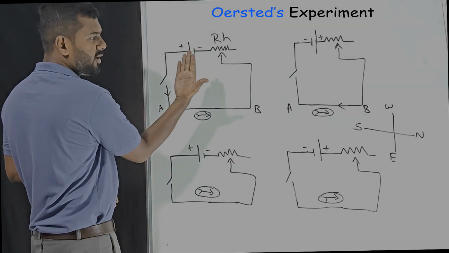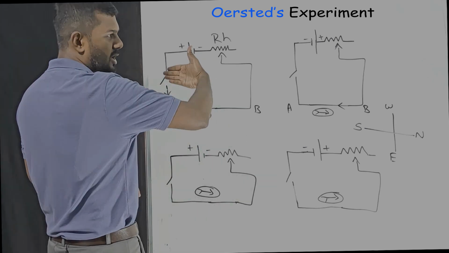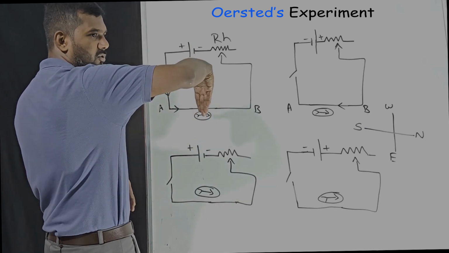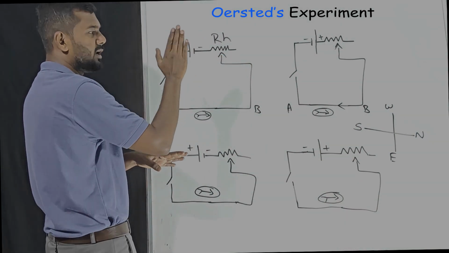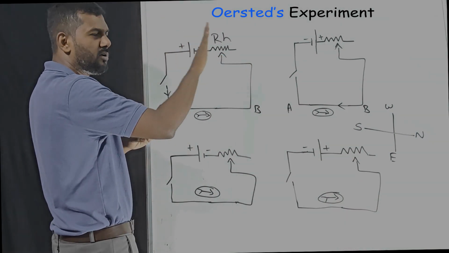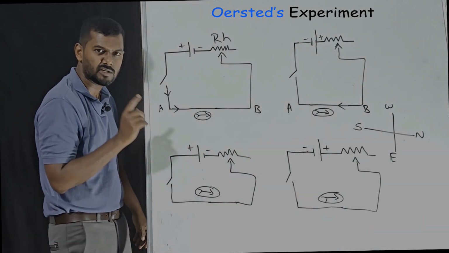See, current is flowing towards right, you have to hold it like this. Towards up, you have to hold it like this. Towards left, you have to hold it like this. Towards bottom, you have to hold it like this. You should never hold it like this. This back side should not face you. This is one condition we have learned.